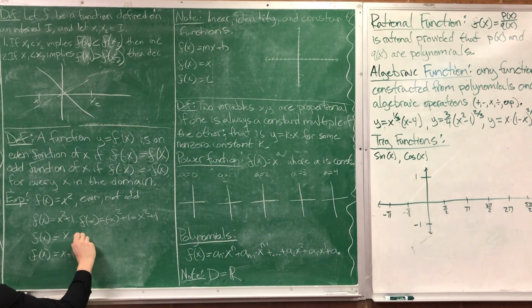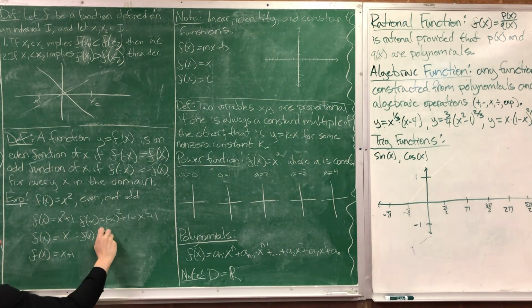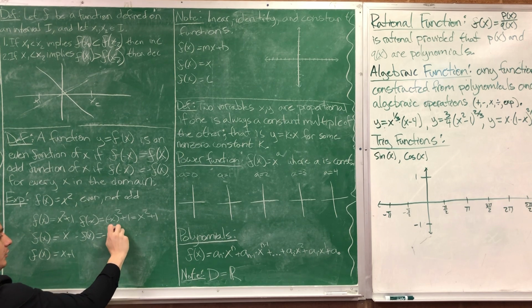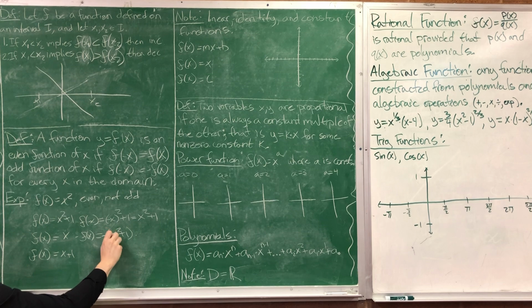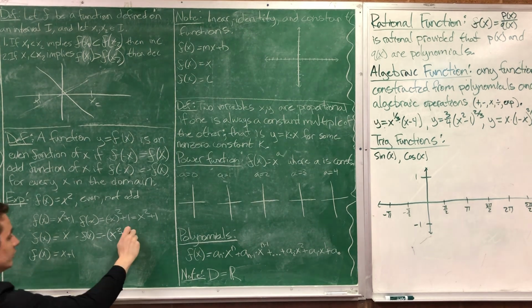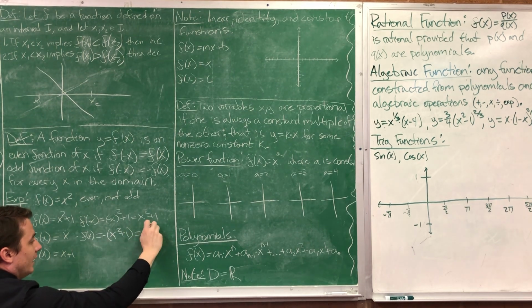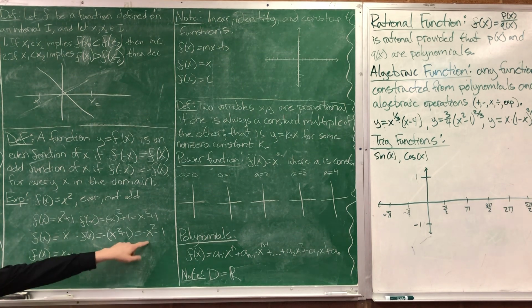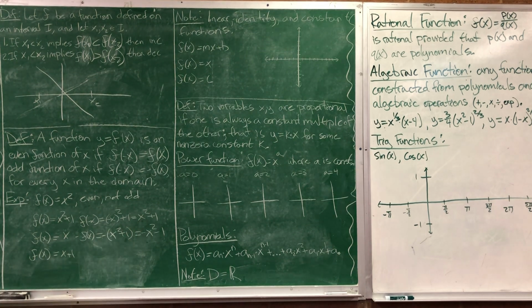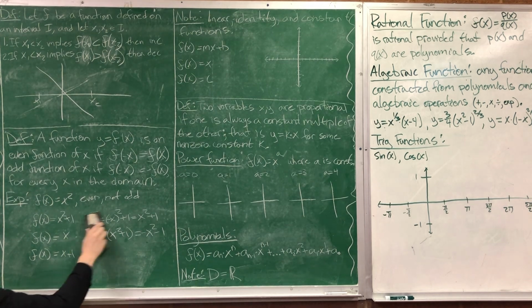But now let's look at negative f of x. What does that equal? Maybe we'll do this in a couple steps. We're saying negative, open parenthesis, x squared plus 1, that's negative f of x. You with me still? Now distribute the negative, this is equal to negative x squared minus 1. Is that the same thing as that? Nope. Not even close, so it's not odd. So still even, not odd.